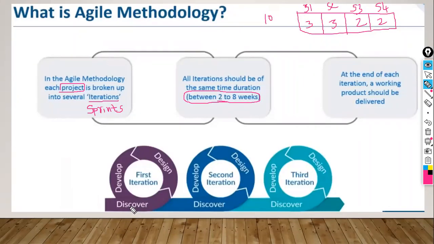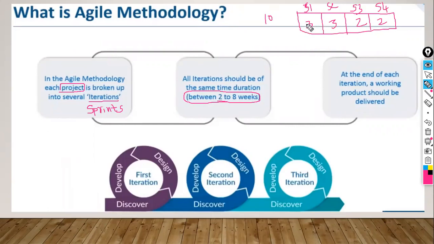We need to understand the requirement, do the design, develop, and then do the testing. And then we need to show that output to the client. After each and every sprint, we are going to have one meeting with the client. In that meeting, we need to show the output of all these three functionalities to the client.